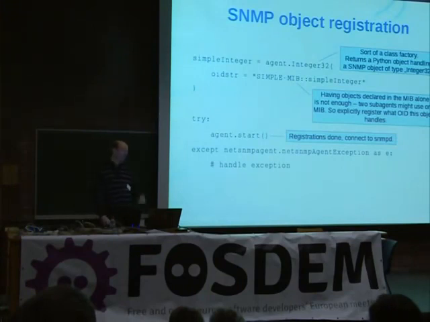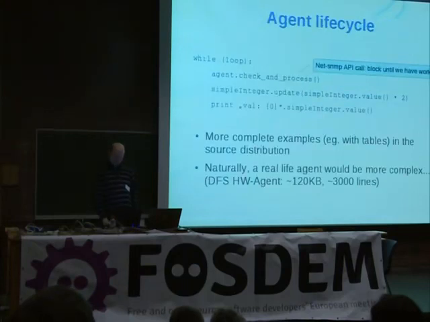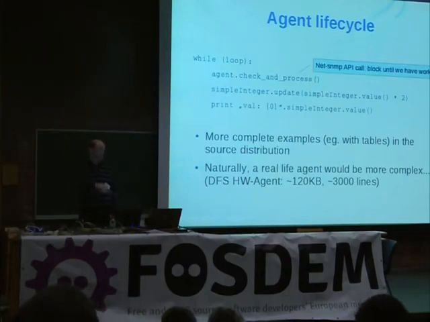That makes it actually connect to the master agent, snmpd. Of course, you do proper exception handling again. And then your agent basically looks like this. This is a simple example, of course. You've got an endless loop. You call agent check and process all the time. This is, in fact, a netsnmp library call. They designed it this way, and as I said, I'm just wrapping their API calls. So we have to do it this way as well.